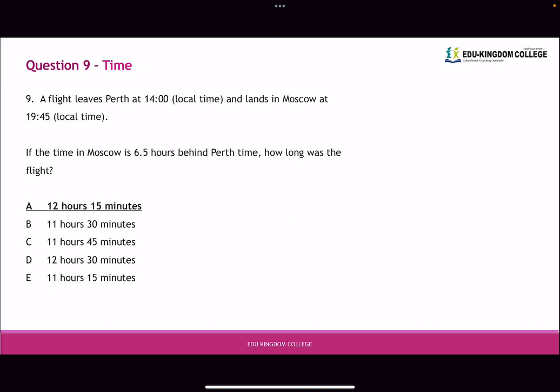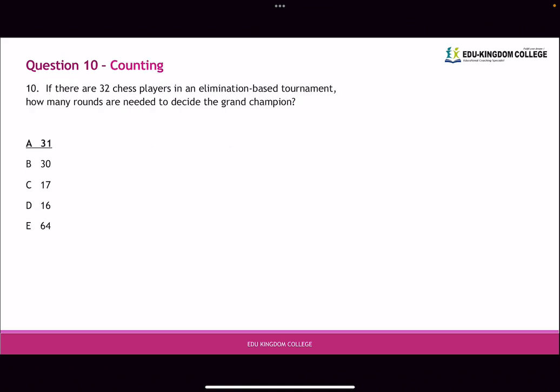Now, question 9. Flight leaves Perth at 14:00 and lands in Moscow at 19:45. So this is local time to each area. So obviously the time zone is different. So Moscow is 6.5 hours behind Perth time. So when Perth is 14, Moscow is going to be 07:30. Okay, and so when it lands in Moscow at 19:45, it's been traveling for 12 hours and 15 minutes. So 7:30 to 19:45 is 12, and then another 15 minutes.